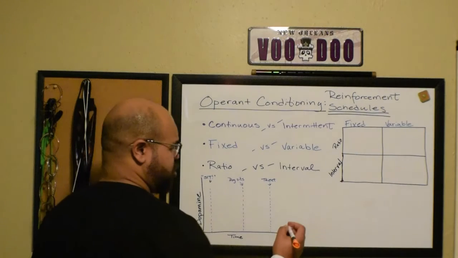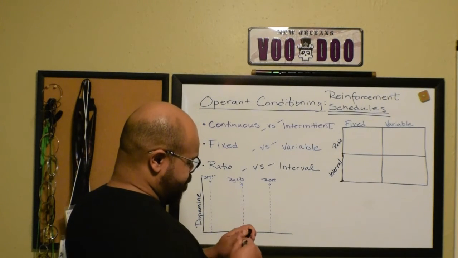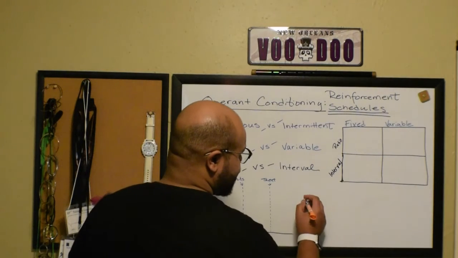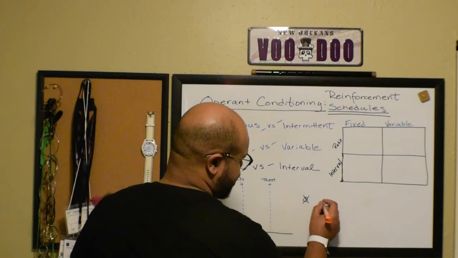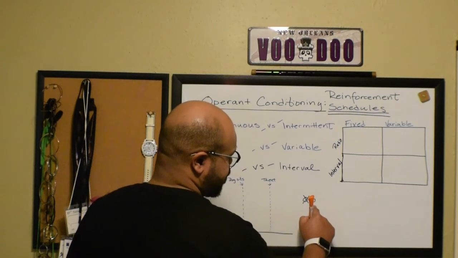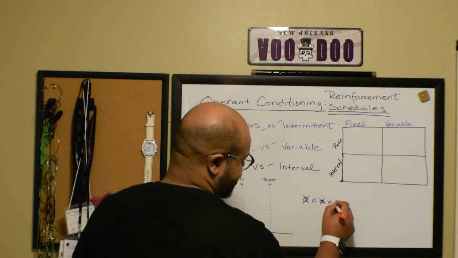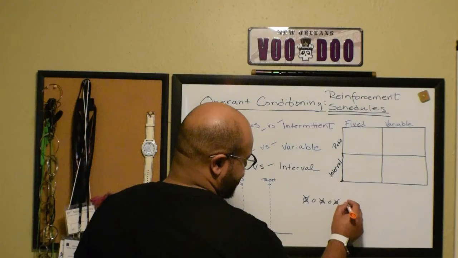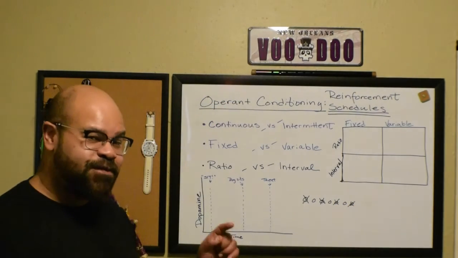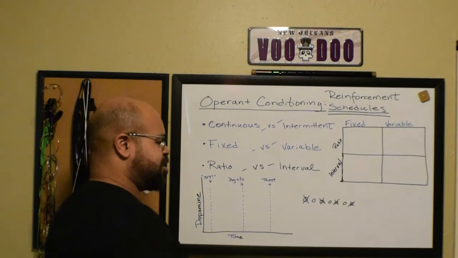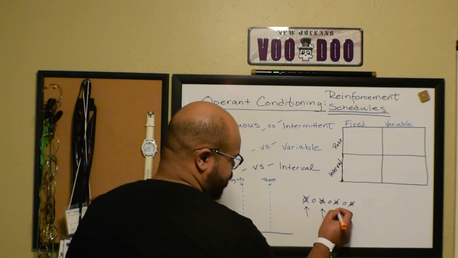And what does this schedule look like? Well, it looks like every other time he does the target behavior, I'm going to give him a treat. So he sits, I give him a treat. He sits, no treat. He sits, I give him a treat. He sits, no treat. Sits, treat, sits, no treat. And on and on and on. So what's fixed about this schedule is that I'm always giving him a treat every other time he sits.